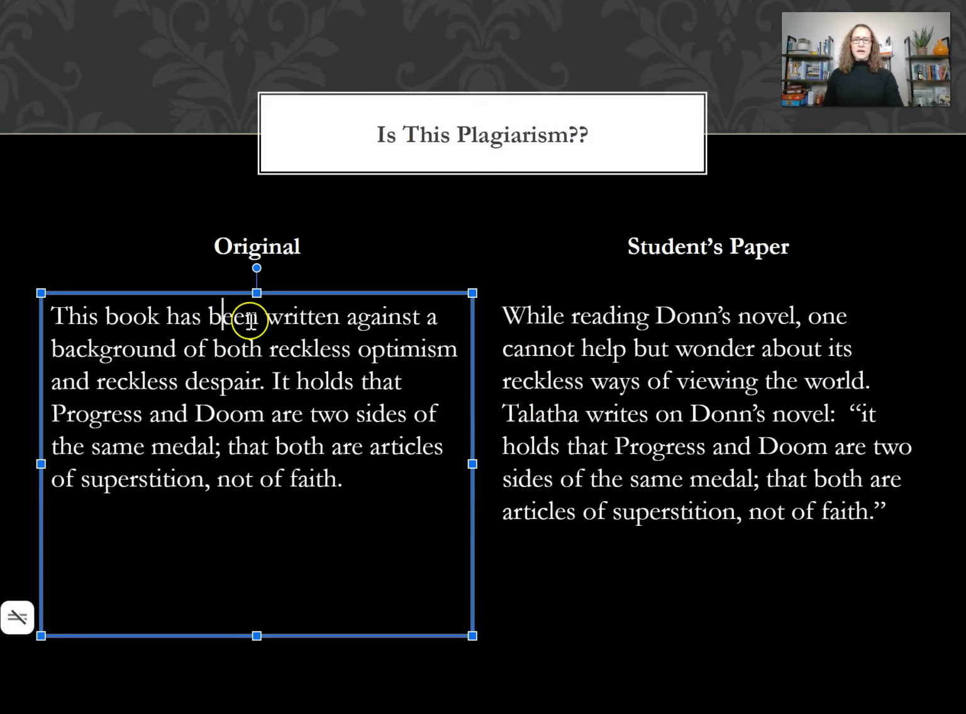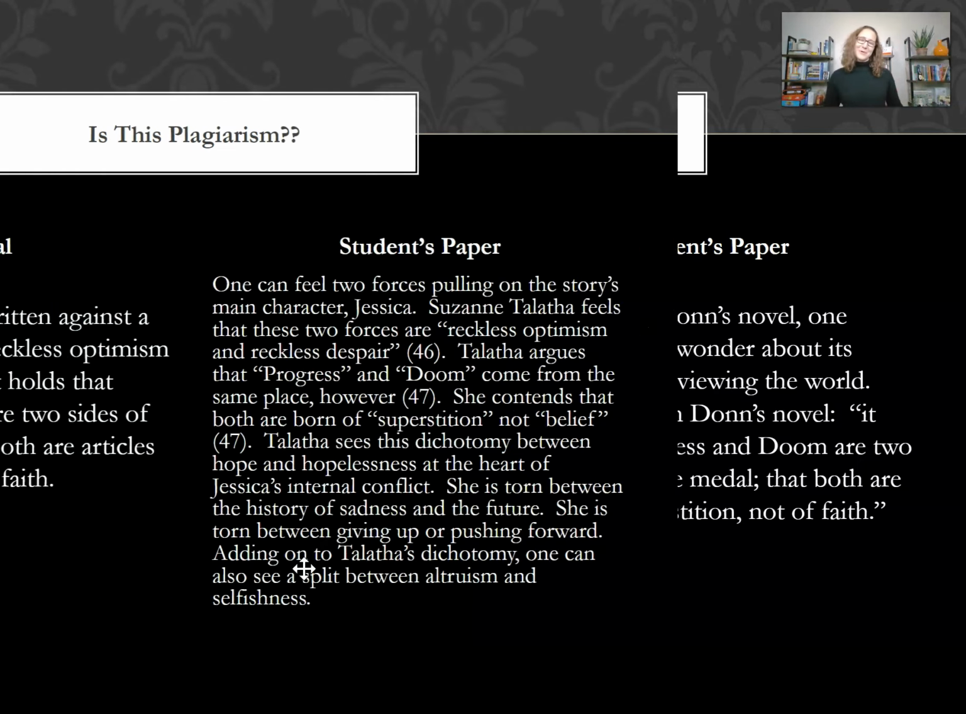Here, notice that the author's writing, and they use the word reckless twice, reckless optimism and reckless despair. And so Talitha's argument hinges on that idea that optimism and despair are reckless and the connotations of being reckless, and that argument develops from there. Last but not least, how about this one?